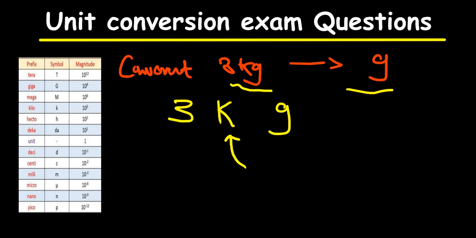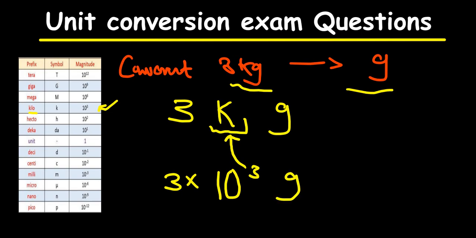So what is the value of k from this metric table here? We see that the value of k, which is the same as kilo, is just 10 to the power 3. So converting this 3 kg to grams, I'll just write 3 multiplied by, and where there's k, I'm going to put the value from the metric table, 10 to the power 3, and then grams. Now you can just use your calculator. 3 multiplied by 10 to the power 3, what is it going to give you?